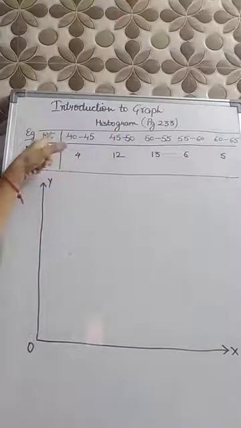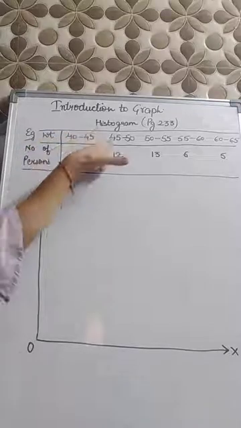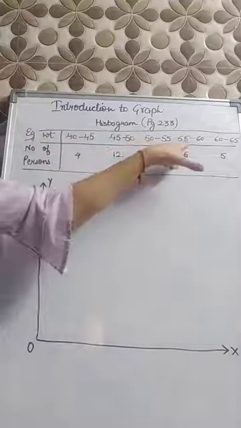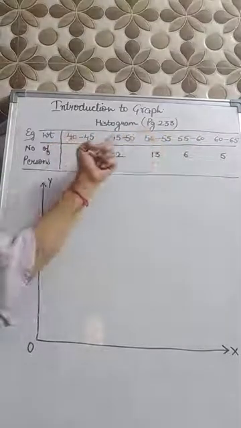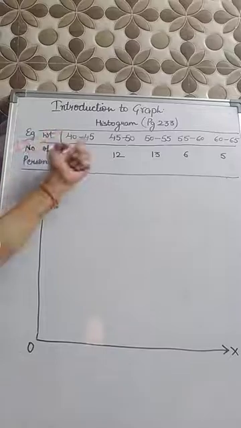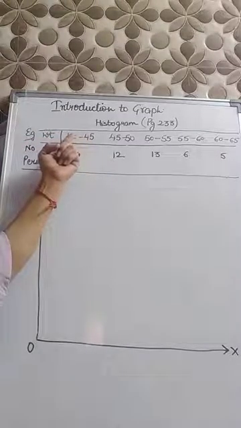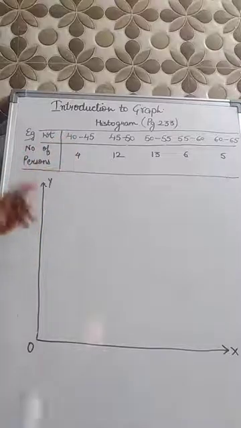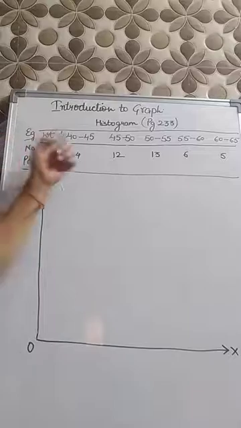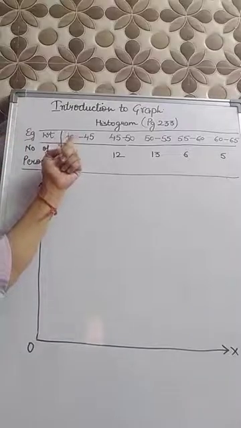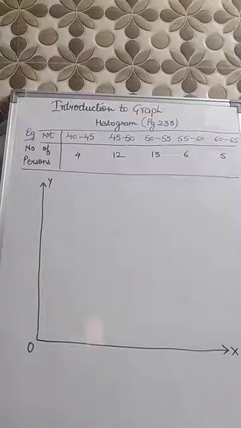So in this you are given the weight in kg: 40 to 45, 45 to 50, 50 to 55. You can see that there is a gap of 5 in the intervals. So this 5 is called your class size, which we have already discussed in the data handling chapter. Now the number of persons is given. You all know that whenever intervals are given, you will always draw a histogram in that case. Now let's draw the histogram.